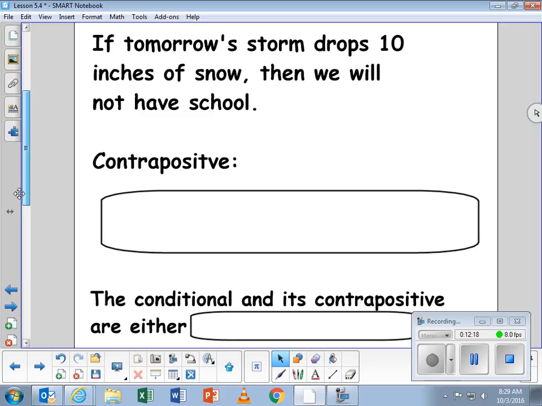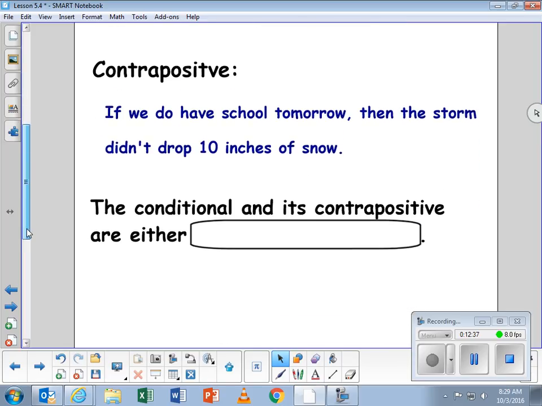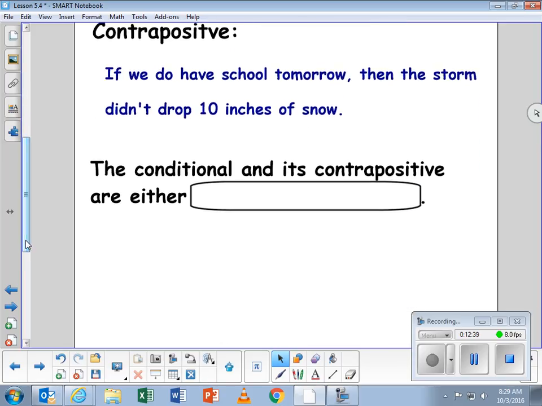If we have school tomorrow, then the storm did not drop 10 inches. If we do have school tomorrow, then the storm didn't drop 10 inches of snow. Very good. Nice job, Lauren. If we do have school, then the storm didn't drop 10 inches of snow. You pause while you copy that down and we'll talk for a minute.